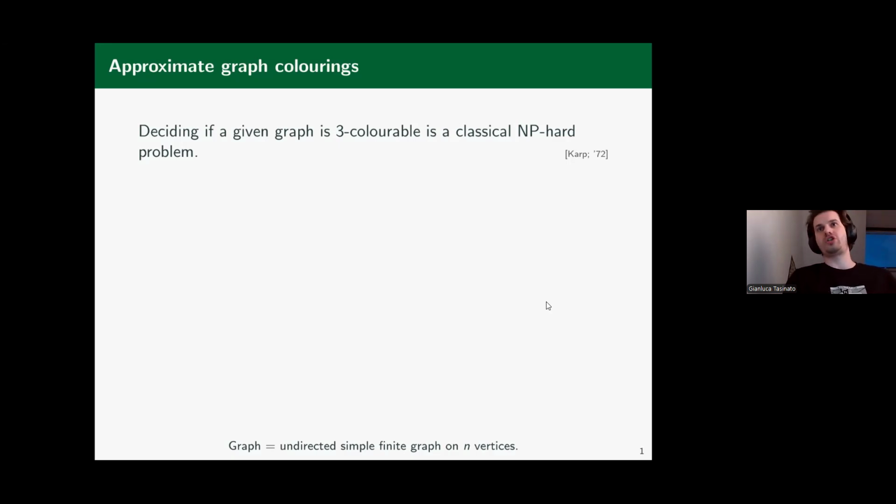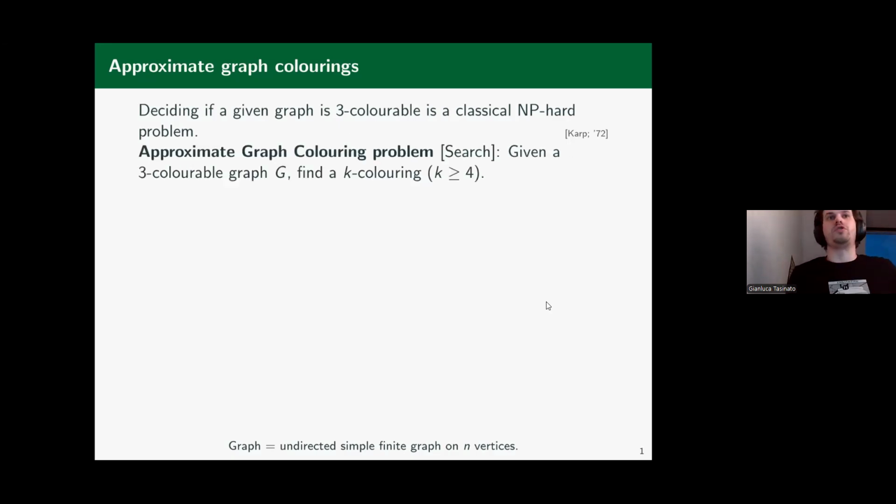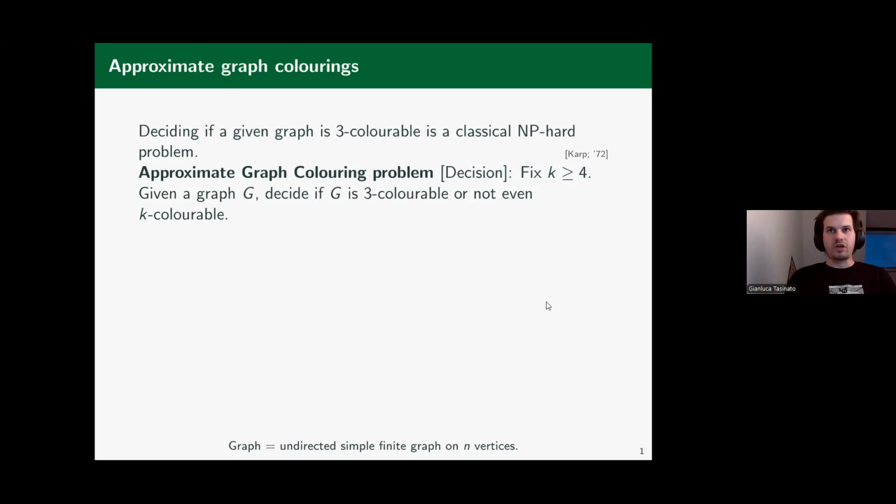One such idea is to try to approximate the problem. So, suppose you're given a three-colorable graph G. Can you find a k-coloring for some suitable bigger constant number of colors, so k bigger than 4? We are interested more in the decision version here. So if we fix a constant k bigger than 4, and we are given a graph G that we have to decide whether or not it's three-colorable or not even k-colorable, where we are promised that we're never given as an input something in between.